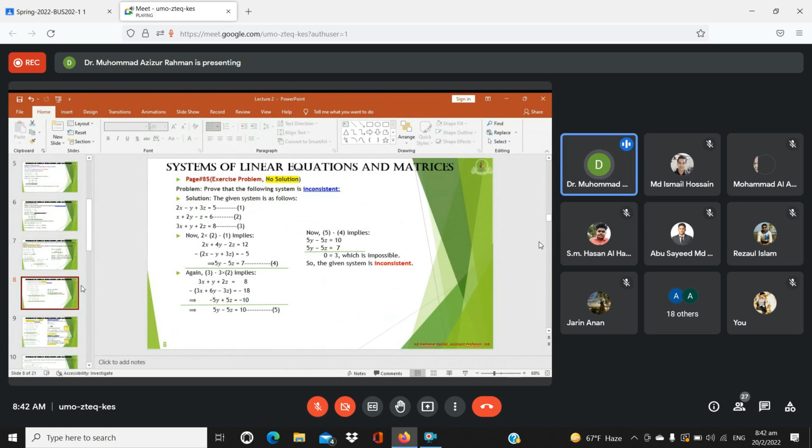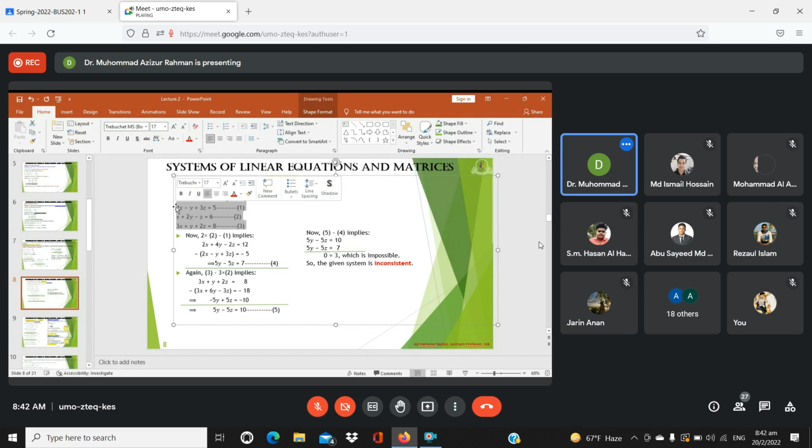Let's see another problem. We have three equations, three variables. 2x minus y plus 3z equals 5. We have another one, x plus 2y minus z equals 6. And we have 3x plus y plus 2z equals 8. So we have three equations and we need to find the values. If the system is consistent, then we can find the value.